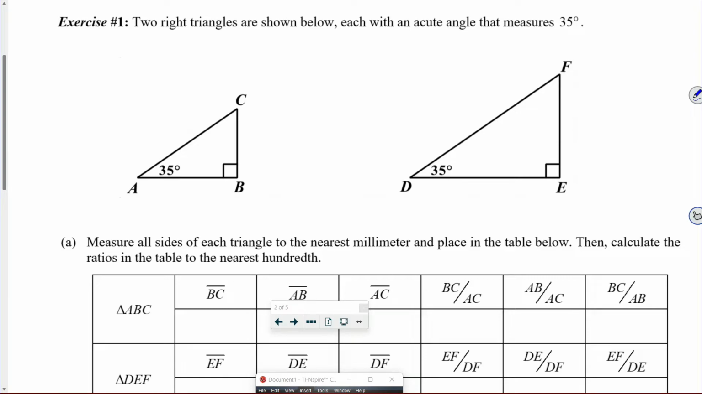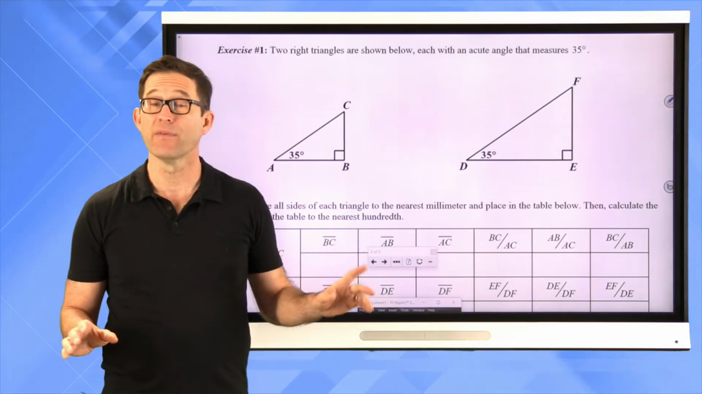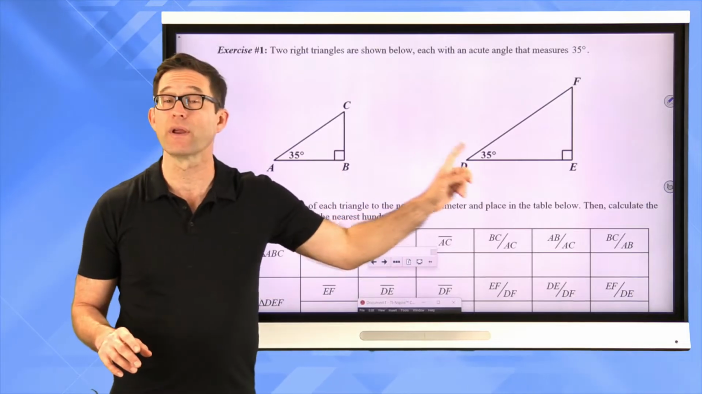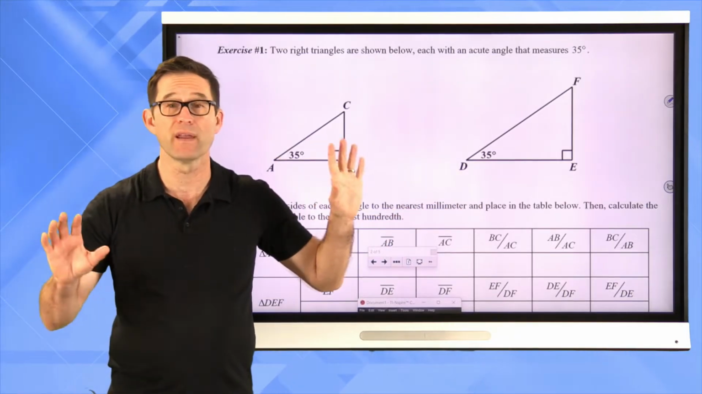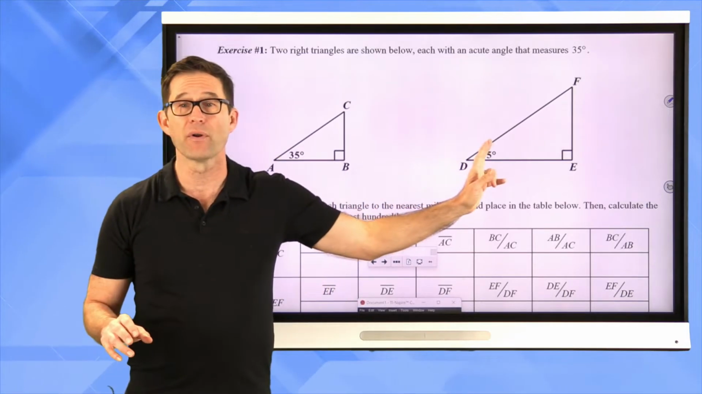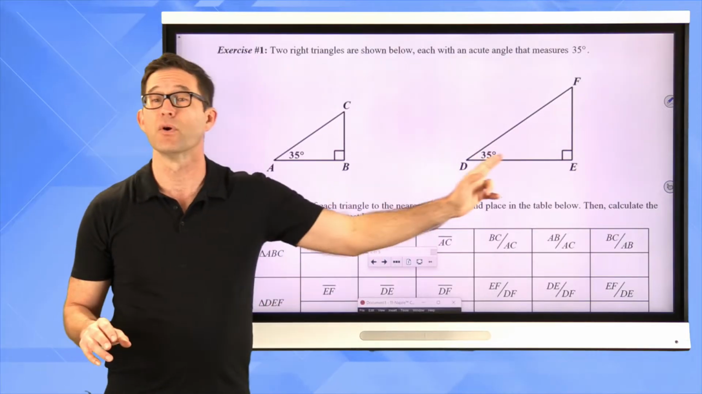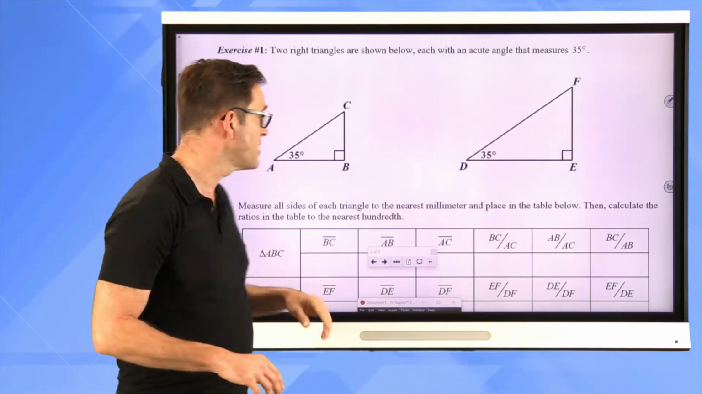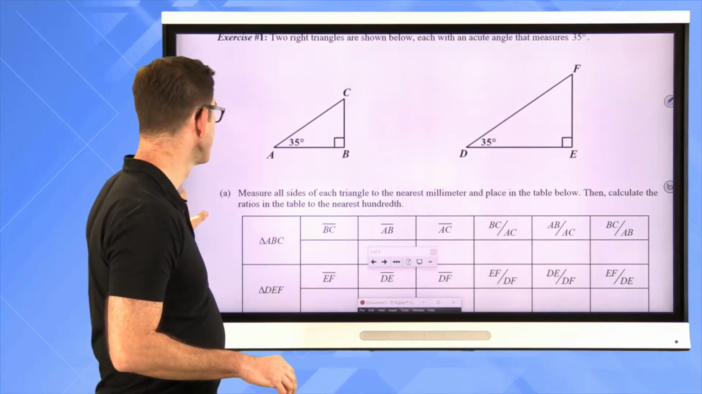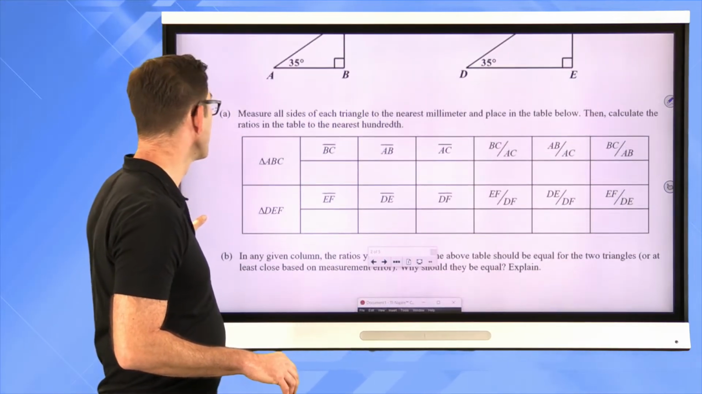Two right triangles are shown below, each with an acute angle that measures 35 degrees. And these are true 35-degree angles here. I made sure that in the diagrams, these are both 35-degree angles. Obviously, those are both 90-degree angles. Let's take a look at letter A.